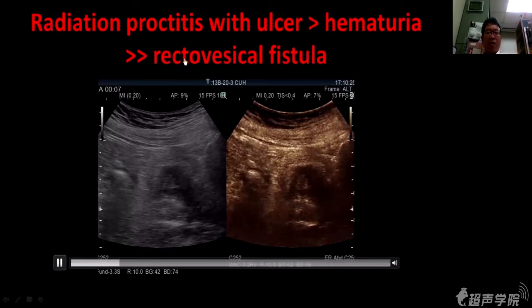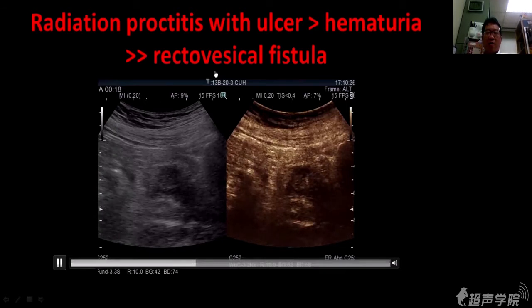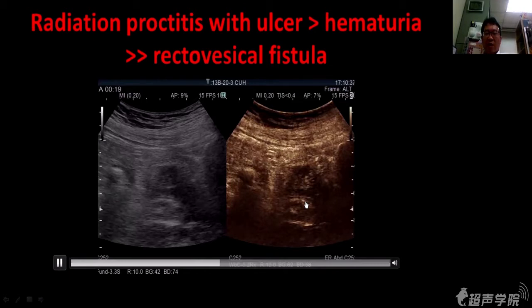This case has hematuria, and he has radiation proctitis with ulcer. We want to check for any blood extravasation from the rectum. You can see some blood jet here from the rectum. This is the urinary bladder, so it is through a rectovesical fistula.